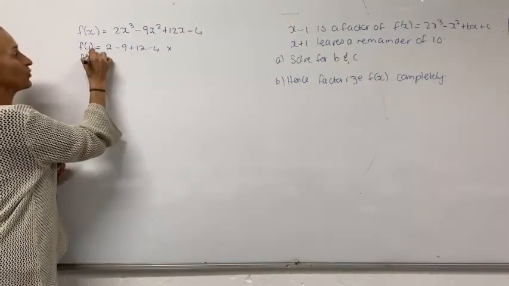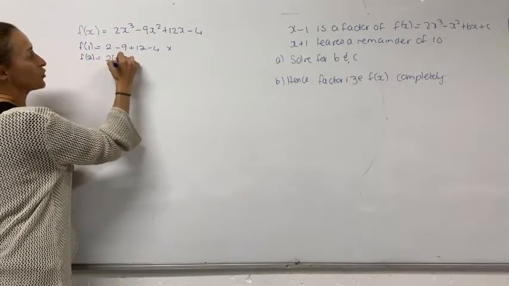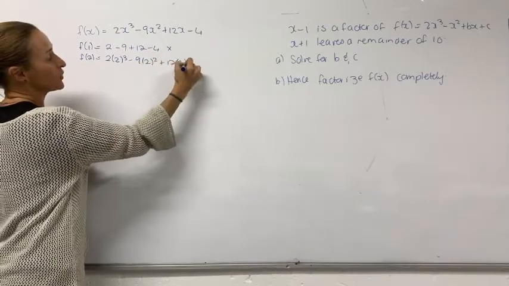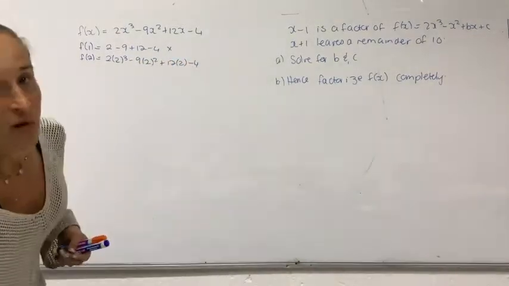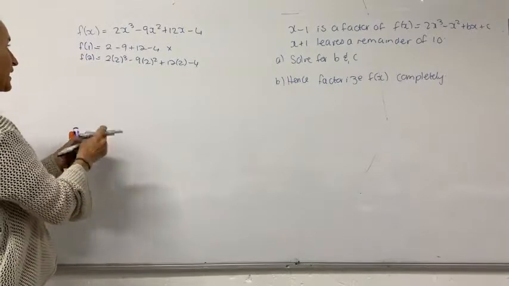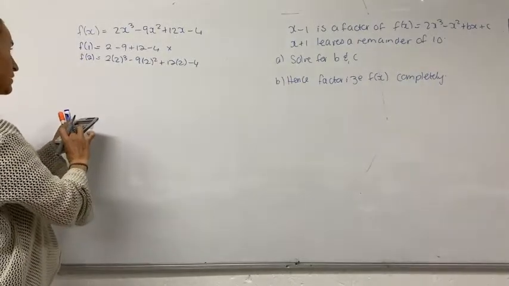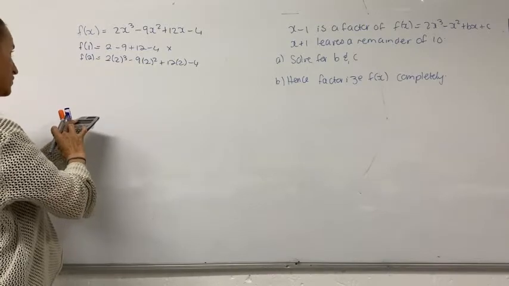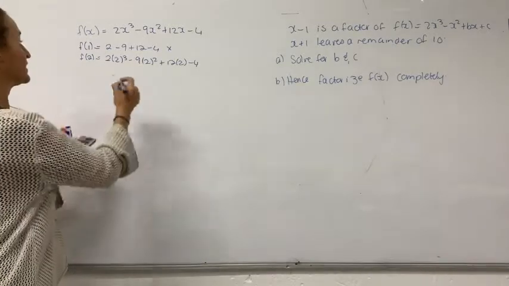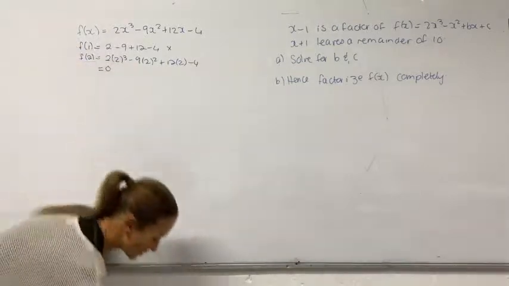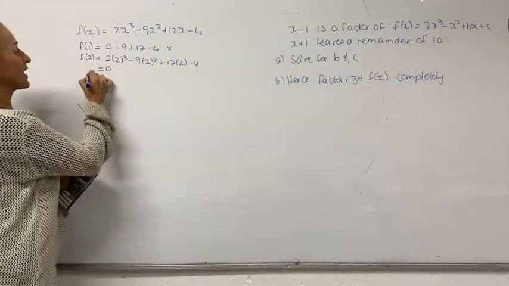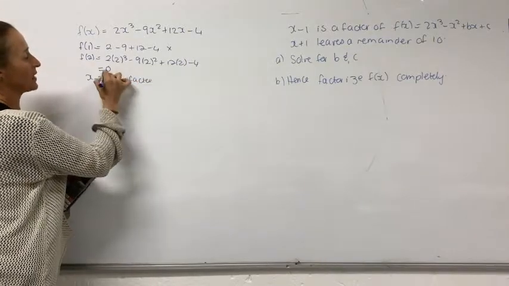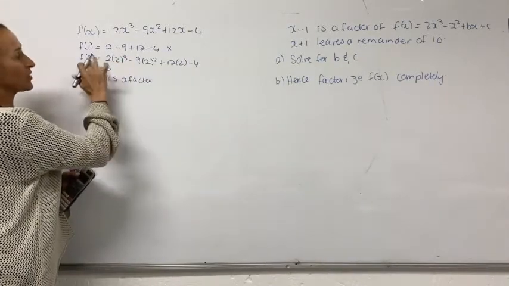If we try 2, we're going to say 2 times 2 cubed minus 9 times 2 squared plus 12 times 2 minus 4. And we can work this out on our calculator and we're going to get 16 minus 36 plus 24 minus 4, and we get 0. So we've got x minus 2 is a factor. Basically when you put 2 in it equals 0, so that's a factor.